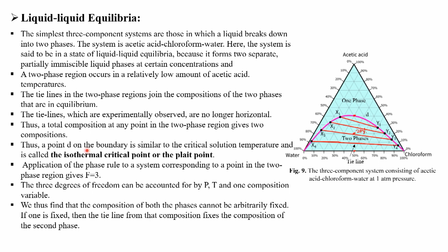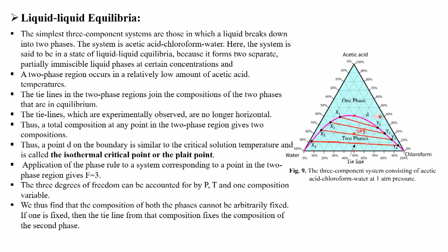Thus a point D on the boundary is similar to the critical solution temperature and is called the isothermal critical point or the plait point. As I said, you reach a point somewhere along this line, at point D. This is on the boundary between one phase and two phases, which is similar to the critical solution temperature, and is called the isothermal critical point or the plait point. So any point along this line is called the isothermal critical point or plait point.